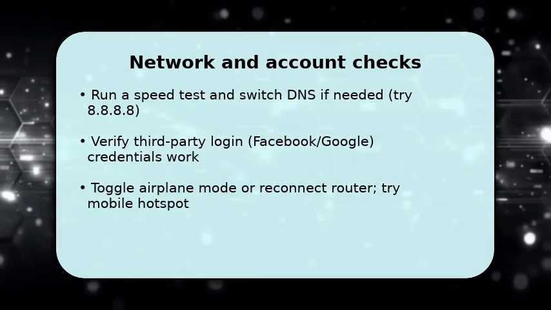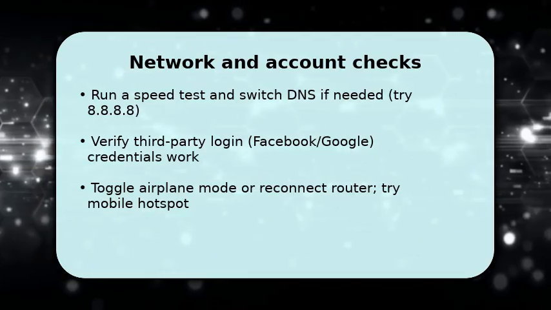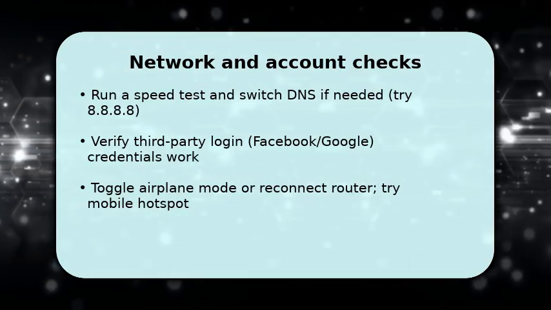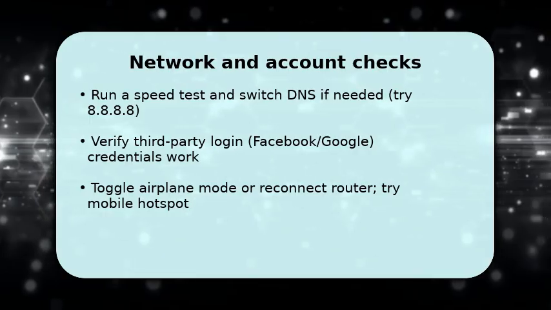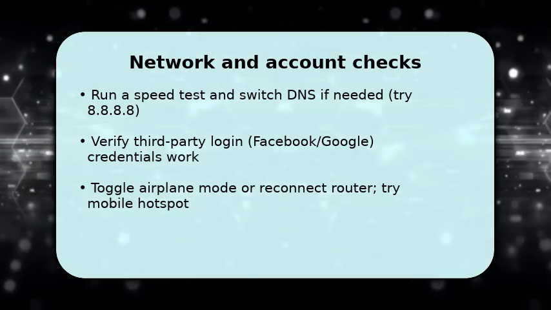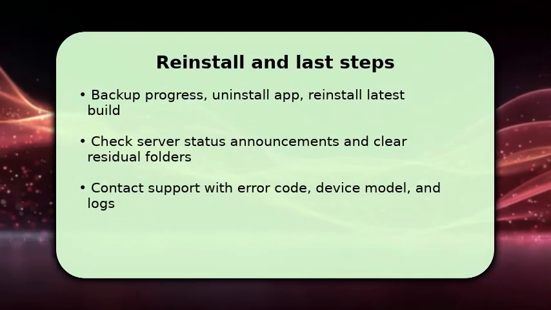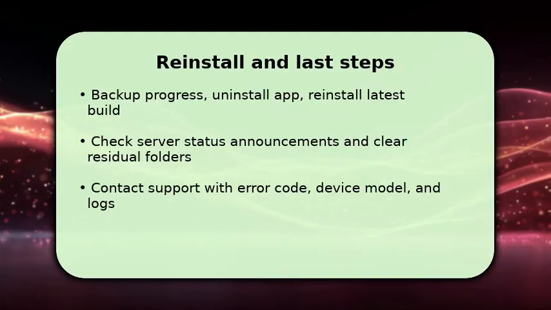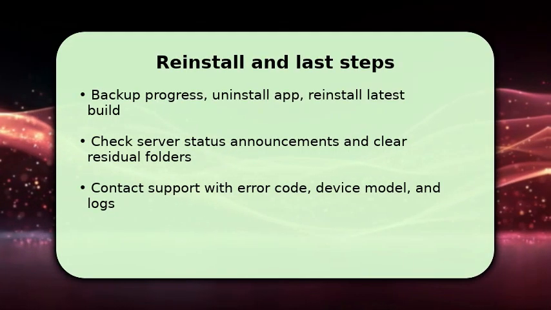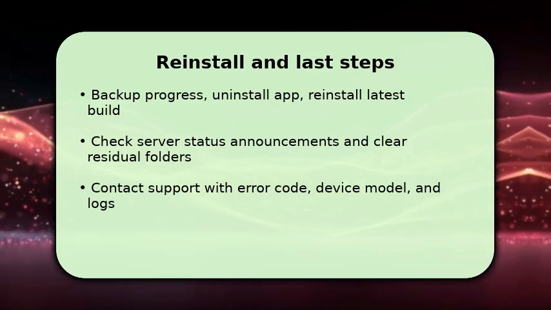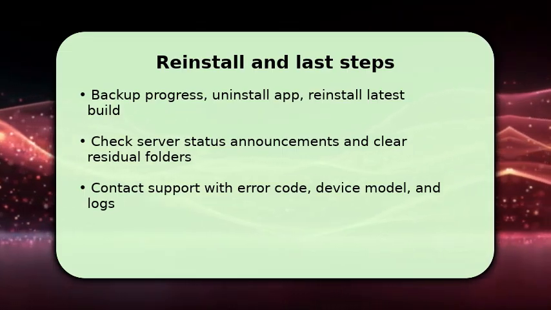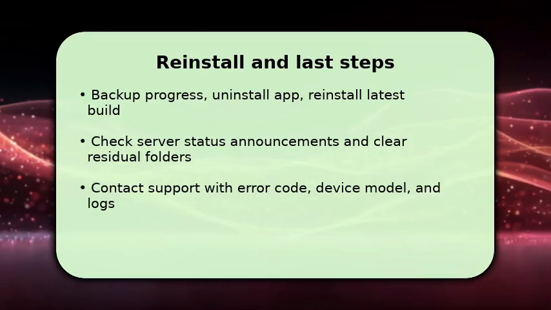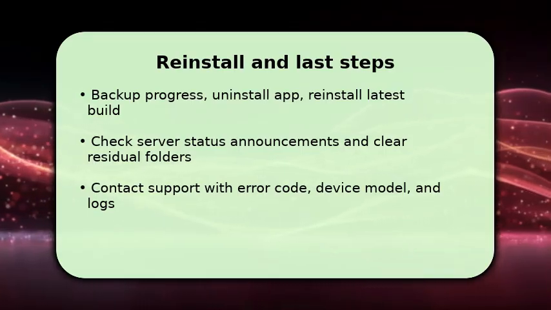If stuck at authentication, log out and rebind your account, because reauthorizing the third-party connection resolves token mismatches that block access. For final resolution, backup progress via account binding, then uninstall Mobile Legends and reinstall the latest build to replace corrupted binaries. After reinstall, clear any leftover Mobile Legends folders in storage and reapply permissions for storage and network access.